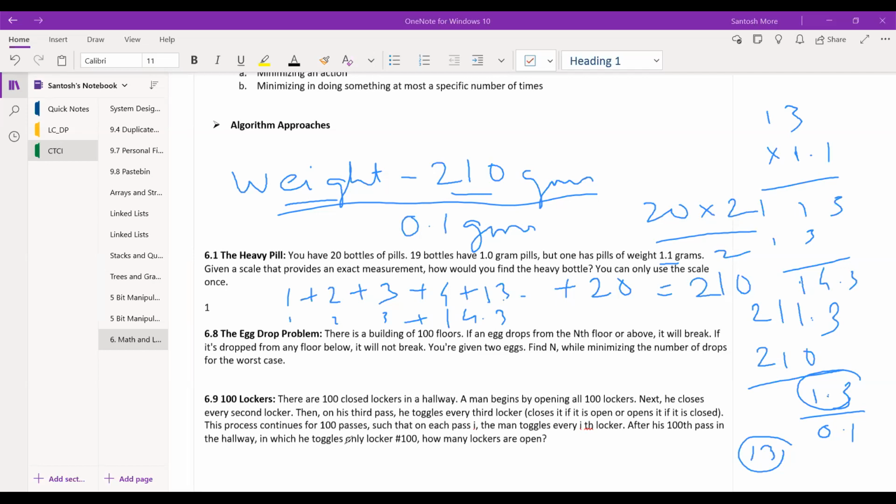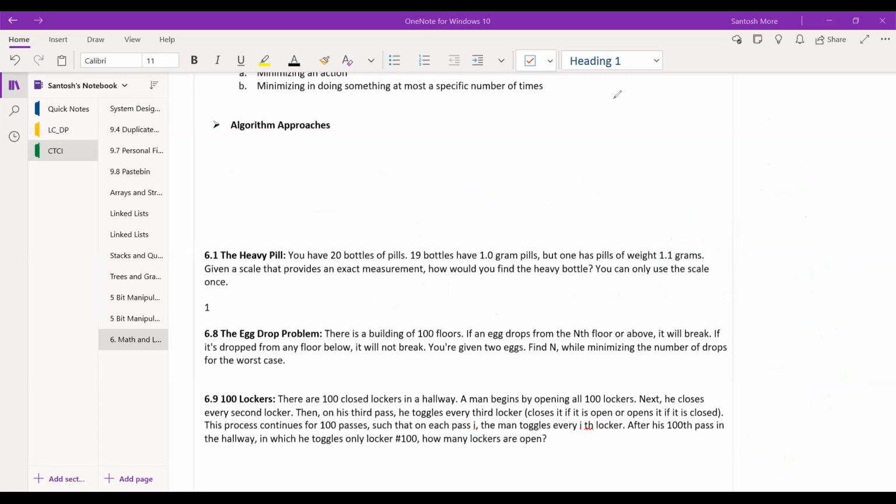Correct. But how do you get 2111.3? Like 1.1 into 20 you did, right? Or directly 210, 2111.3. Okay, so at least you got this: if you take pills from 1 to 20, and if they were all of 1 gram, you will get 210. This is the ideal case.